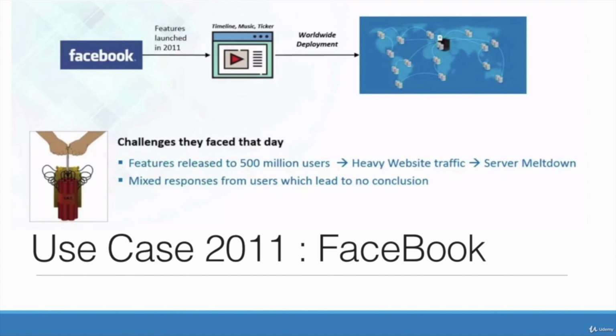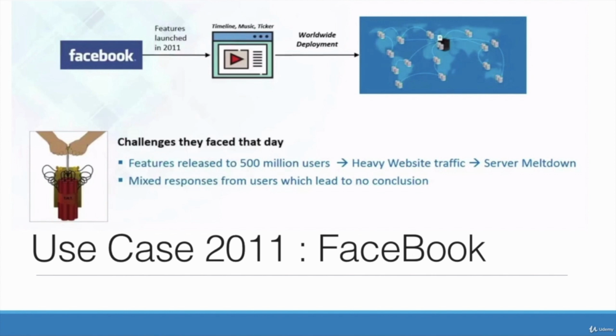In the last diagram, you can see where we have the world map. We are showing over here the different data centers of Facebook, right? These are the deployment zones of Facebook. So when Facebook released these features in 2011, they deployed the new features on all their data centers. They basically released the new features worldwide in a single go, right? After this, they faced some challenges. Basically, at the time of 2011, Facebook had 500 million users worldwide, right?